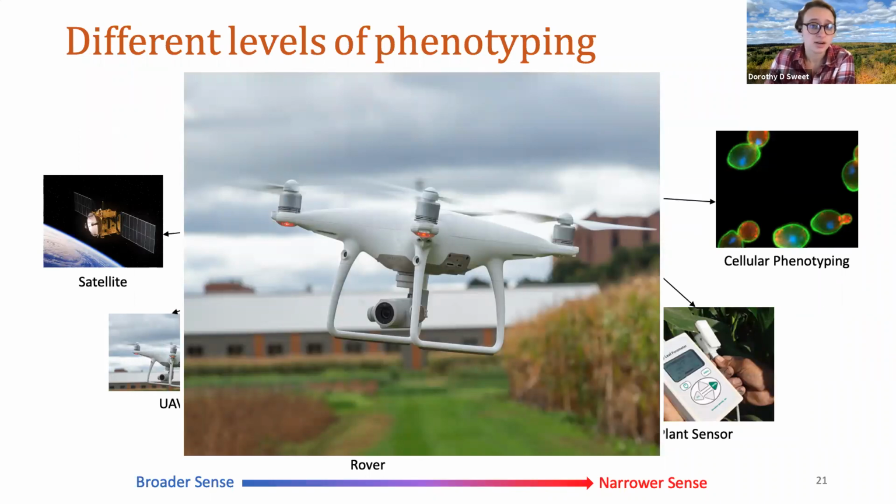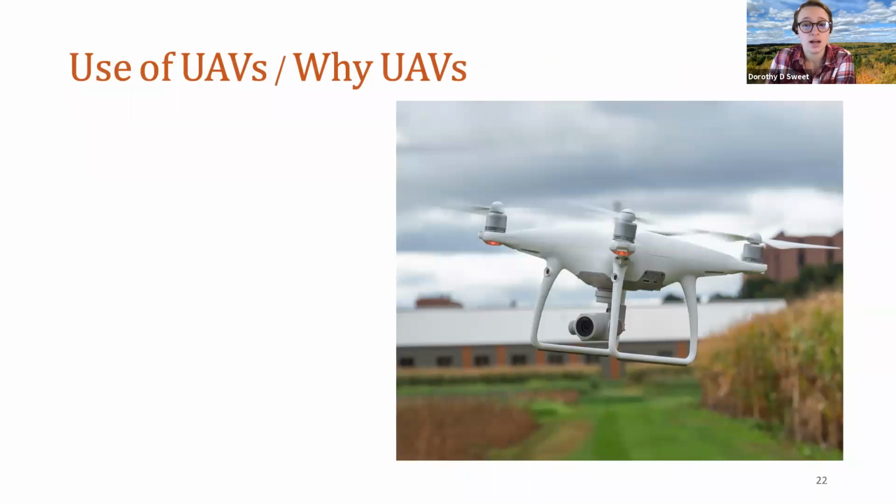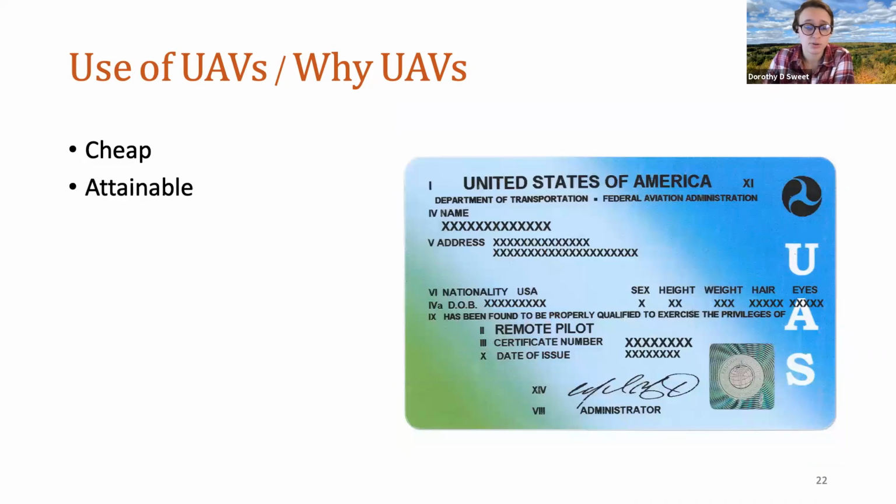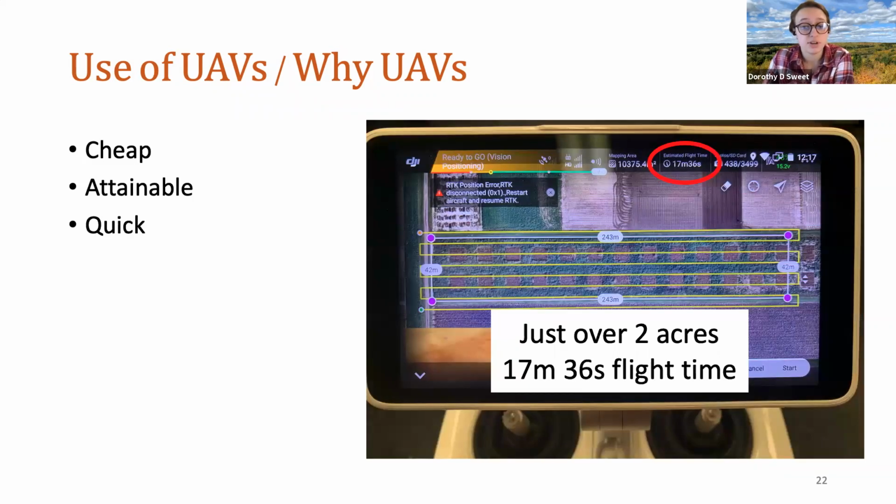So now that we've decided on a phenotyping platform, let's go over some of the pros and cons of that decision. Aside from all of the downfalls of the other options, UAVs have many benefits associated with them. UAVs are relatively cheap. For instance, one like this could be purchased for around $1,500. Secondly, UAVs are attainable. It's fairly easy to get a license for drone piloting. They can also collect our data very quickly.